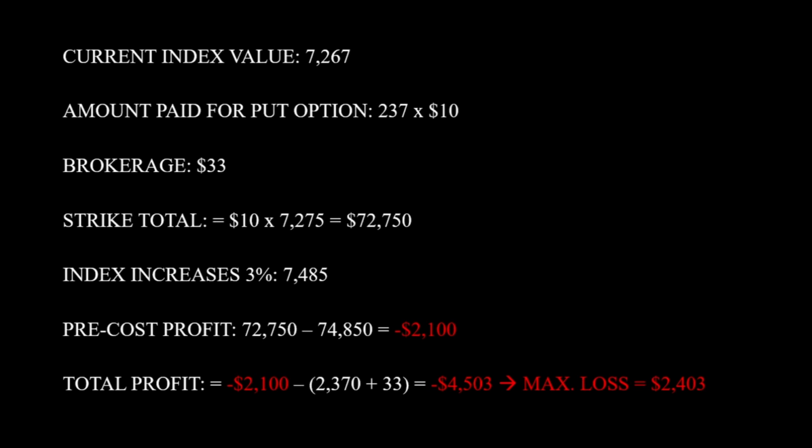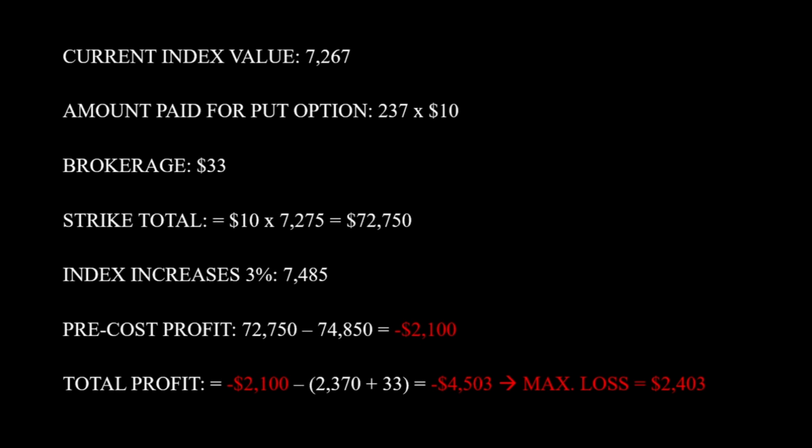Now, let's take a look at what would happen in the opposite case. The index increases, which is fantastic if you are long in the market, which is terrible if you are short in the market. The current index value, just like I mentioned before, is 7,267, the amount paid is 237 points by the $10 multiplier, the brokerage of $33, and the strike, you can see, at $72,750.